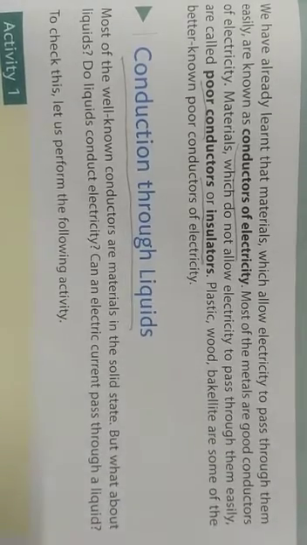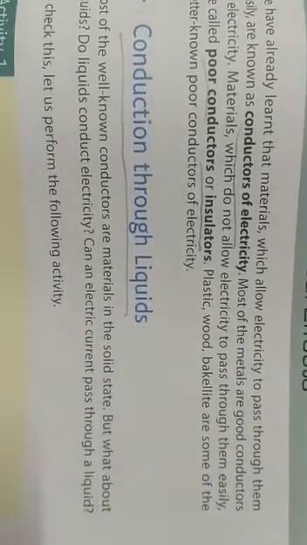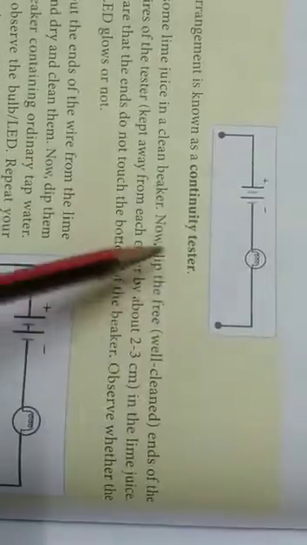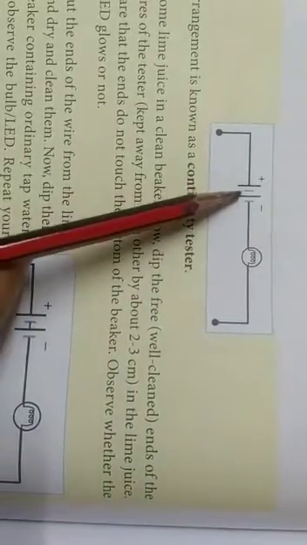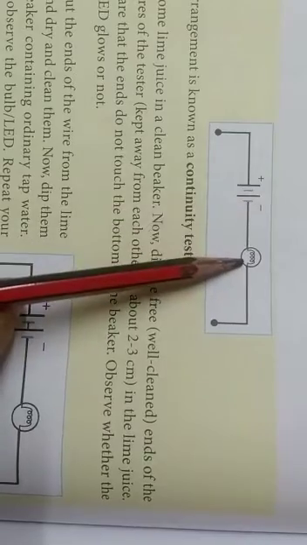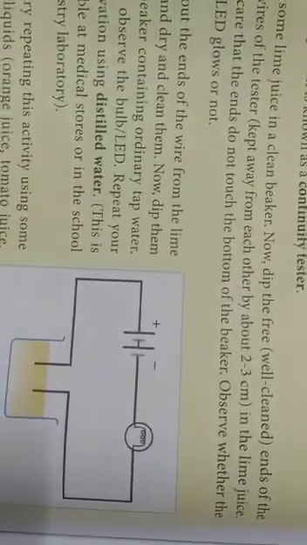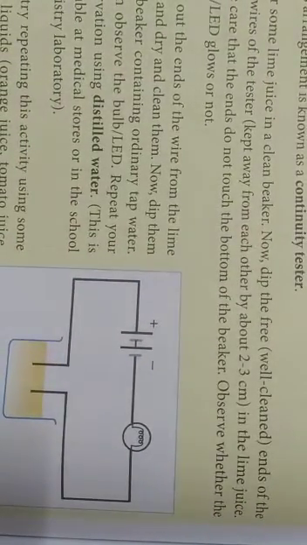In this activity, you have to take a torch bulb, a battery, connecting wire, etc. as shown in the diagram. You can see this is the battery cell, and this is the filament of the torch bulb. This arrangement is said to be a continuity tester.